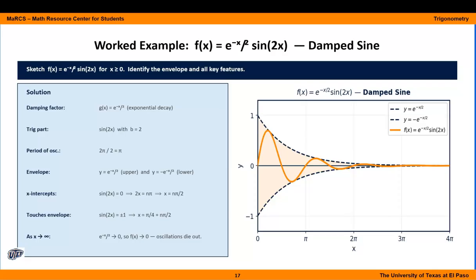In this example, the dampening factor is exponential decay. As x increases, the exponential term approaches 0. So the oscillations get smaller and smaller over time. The graph continues to oscillate but gradually approaches the x-axis.